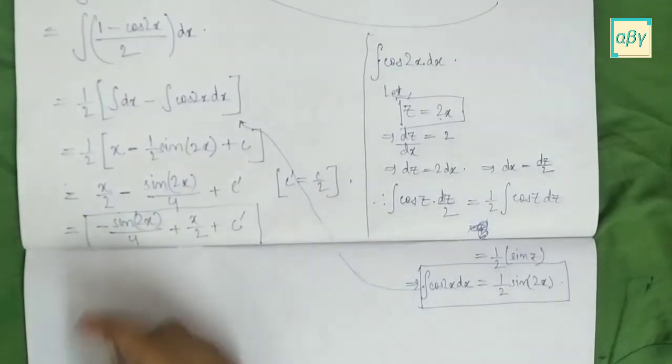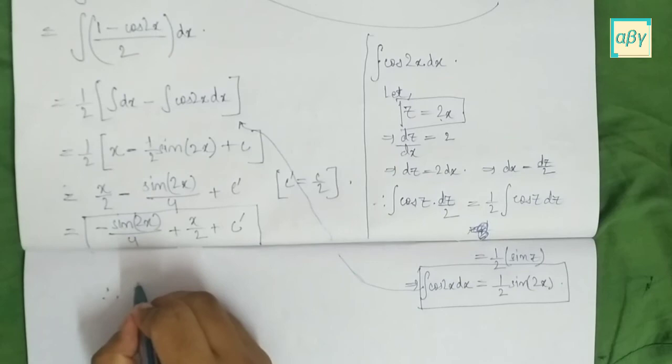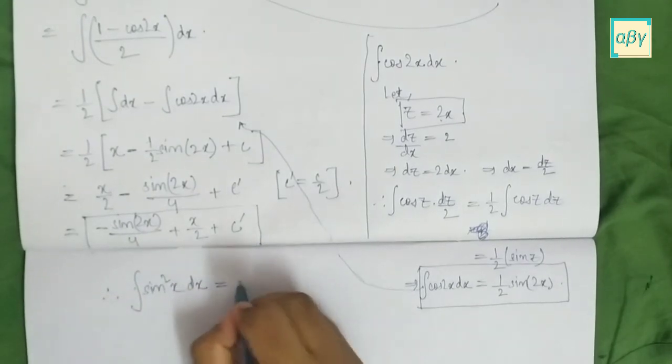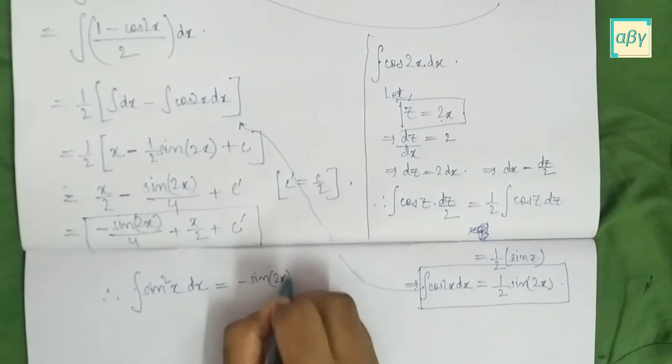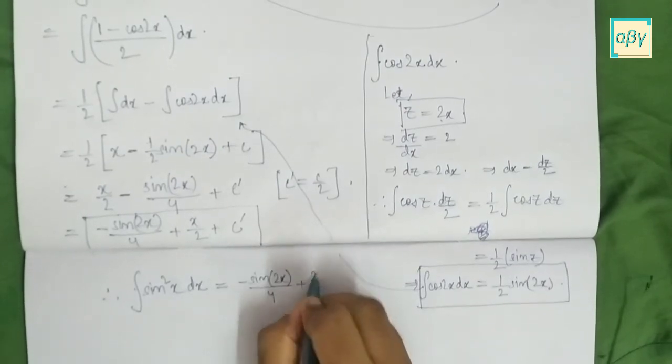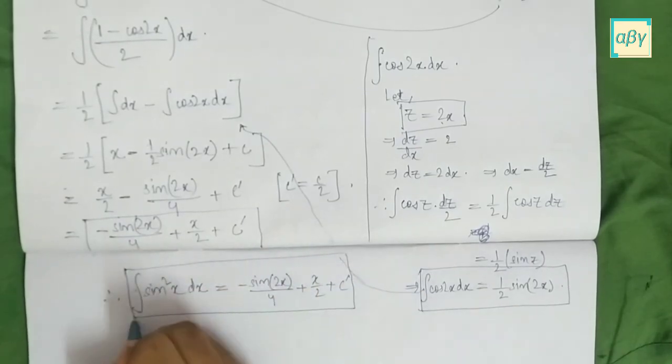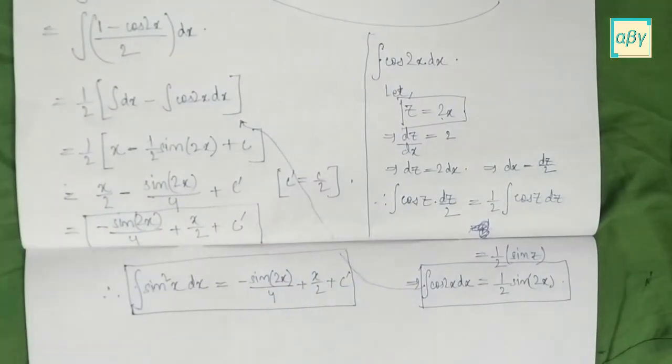So by both the methods I find that the integral of sine square x dx is equal to minus of sine twice x by 4 plus x by 2 plus c dash, and this is your answer. So this was the problem for today's video.